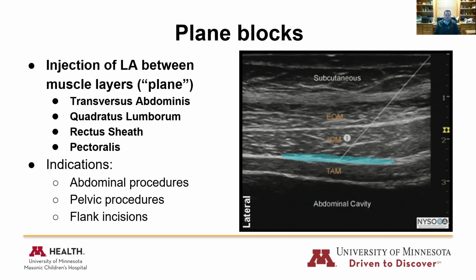It can also be used in other areas. Quadratus lumborum is an option, rectus sheath is an option, or it can also be used in the chest area at the pectoralis muscle. We typically use it mostly for abdominal procedures, pelvic procedures, or flank incisions, and it can also be used if, for example, it's being done under laparoscopic view. It helps there as well.